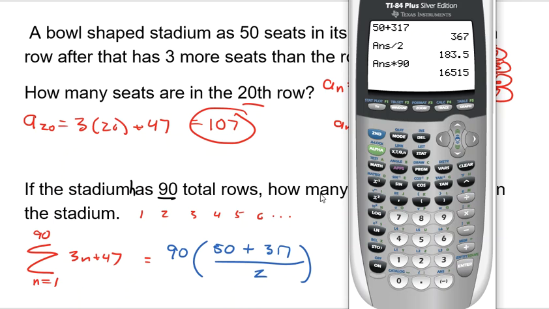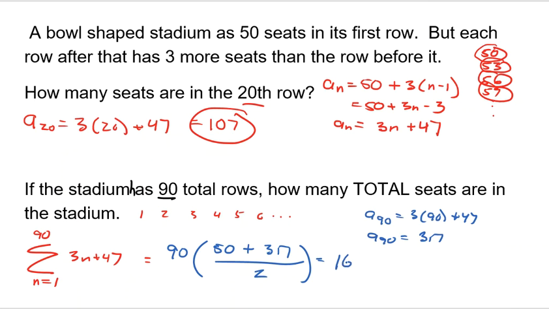And the entire stadium holds 16,515 people. 16,515, well, let me say seats, because maybe not every seat is filled, so I can't say there's going to be that many people. But 16,515 total seats. So pretty easy, pretty cool, right?